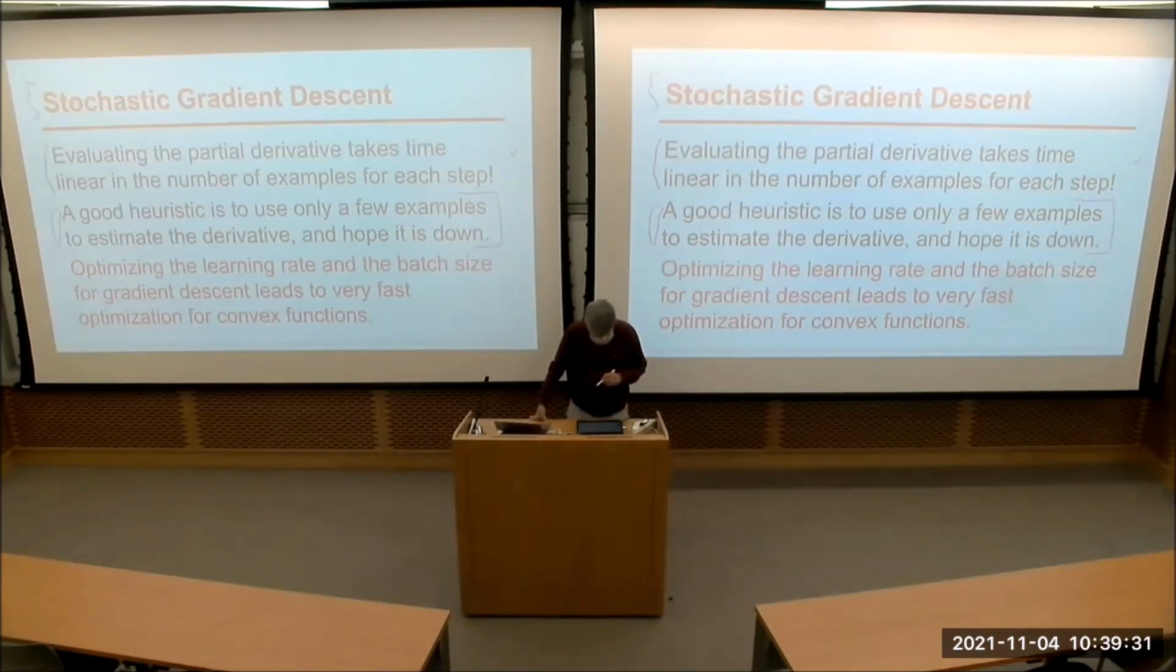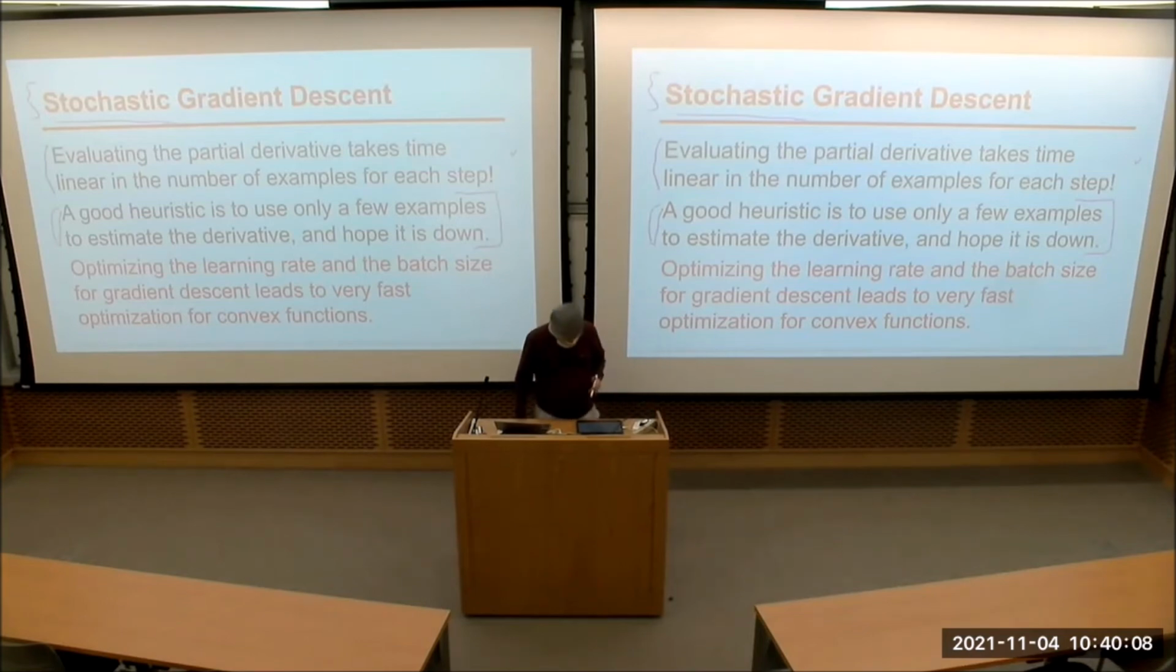So the good thing is with stochastic gradient descent, if I estimate the derivative on a few examples, each iteration will be much faster. I can run more iterations in a given amount of time. The bad news is my estimate of which direction is down is not going to be as good, and so there is a trade-off.